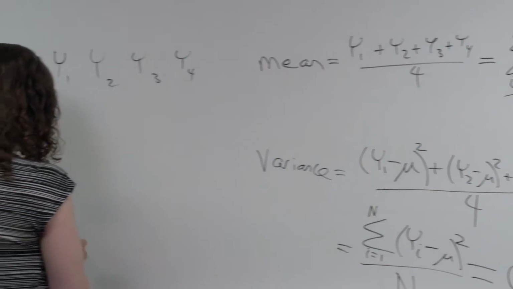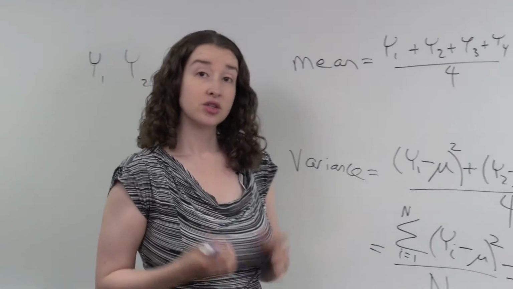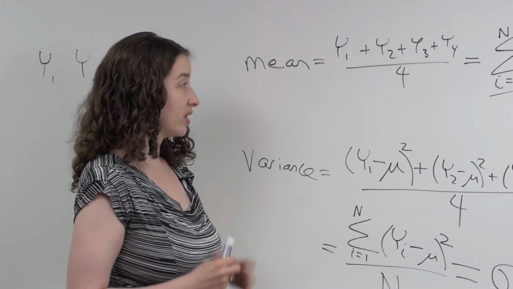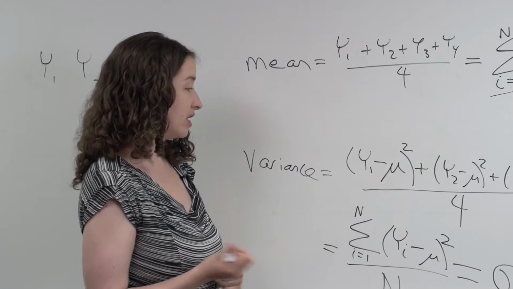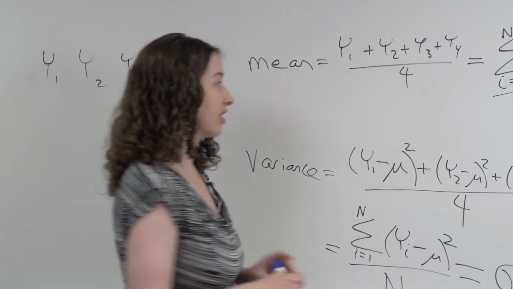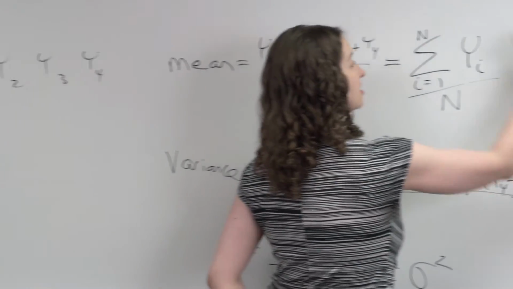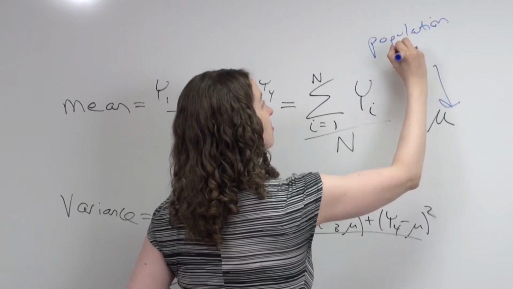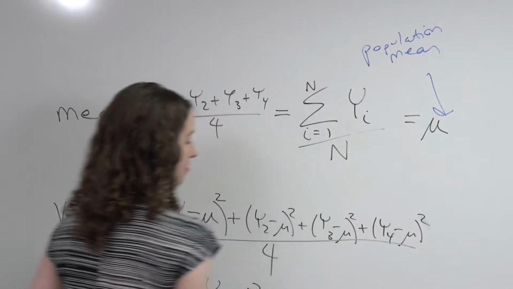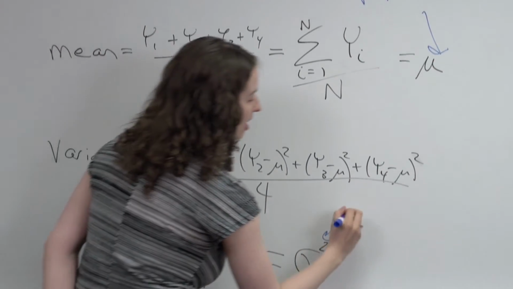So just as it's important to distinguish between the sample mean and the population mean, it's important to distinguish between the sample variance and the population variance. This is the population mean. This is the population variance.